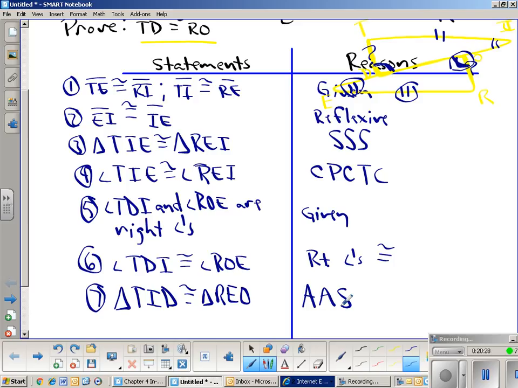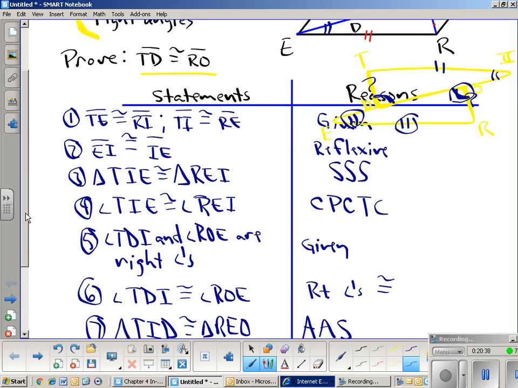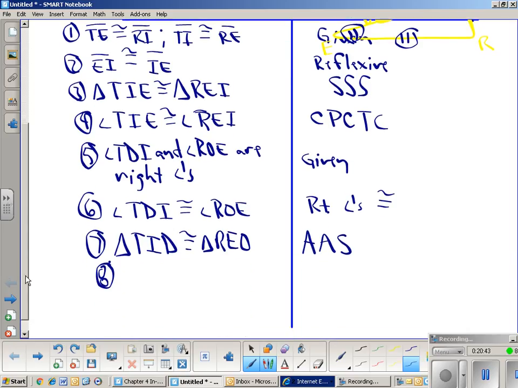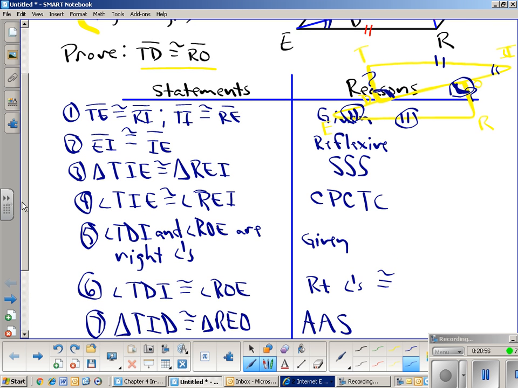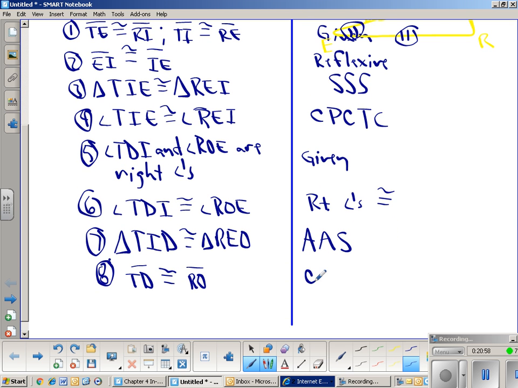Amber, are you all over? The last step, can you tell me what's going to be? Segment TD is congruent to segment RO. Yeah, there you go. Okay. CPCTC.